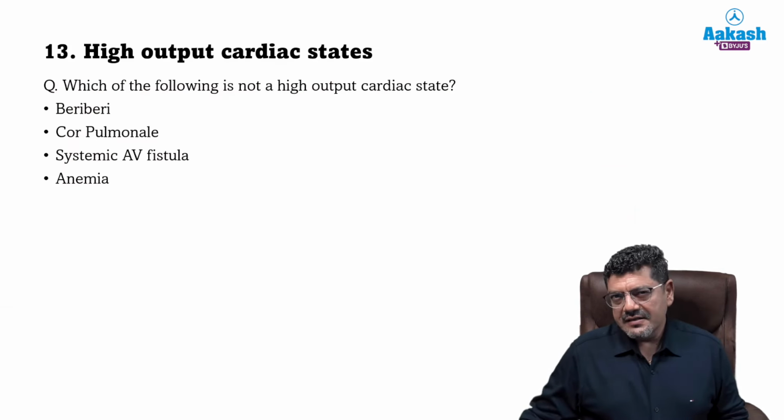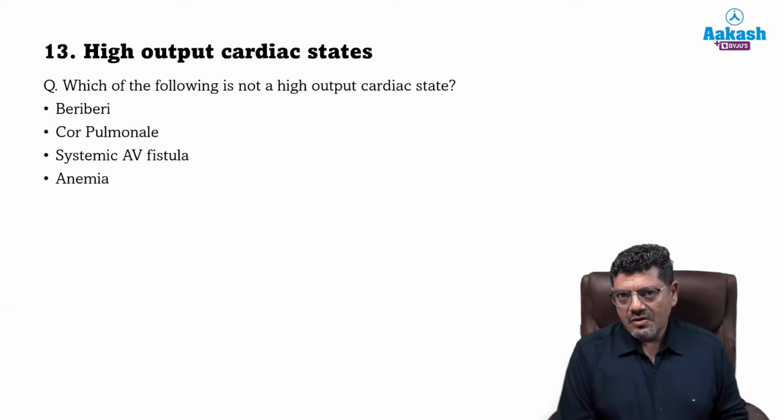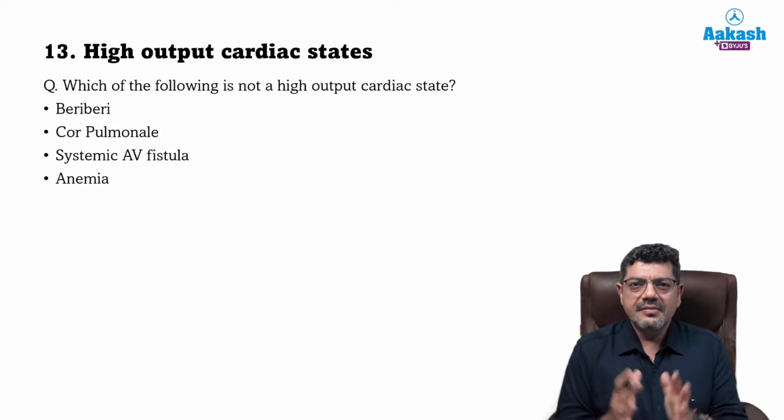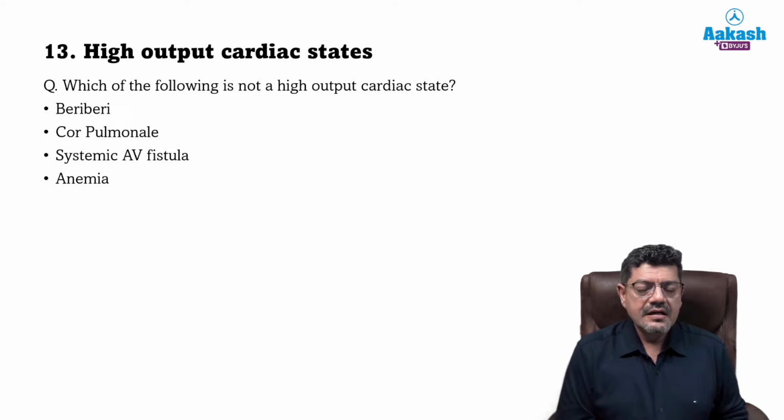High output cardiac states. I think it's a tricky question. Which of the following is not a high output cardiac state? You've been reading this from your first year: beriberi, anemia, thyrotoxicosis, fever, exercise. So definitely beriberi is a high output cardiac state. Systemic AV fistula is a high output cardiac state, as is anemia.